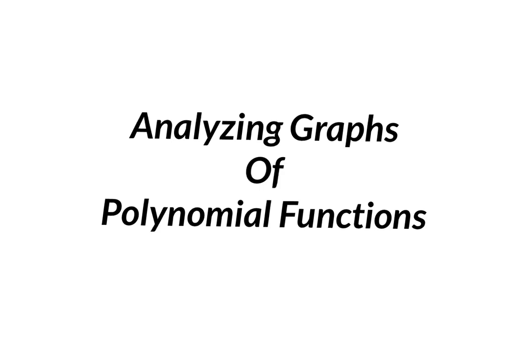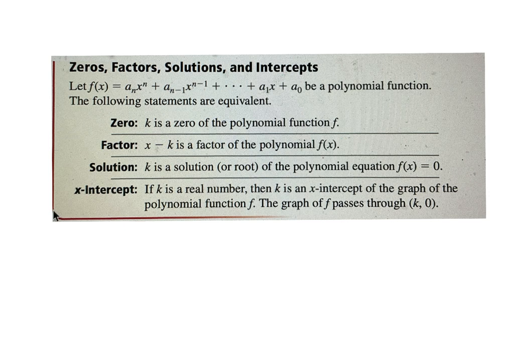Hey guys, let's analyze some graphs today. What do you think? Polynomial functions, let's analyze some. Here we go. First of all, we've talked about this throughout the year. When you see the word zeros, zero is what makes the polynomial equal zero. A factor, x minus k, solution, x-intercept, they're all the same thing. The only thing different is a factor.